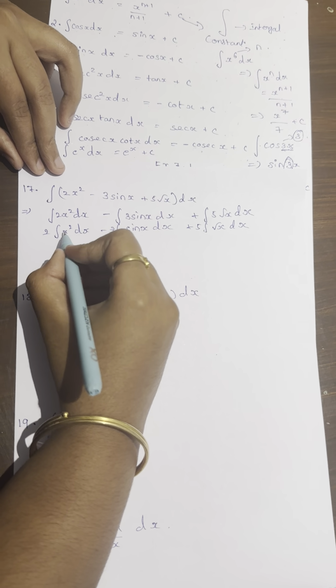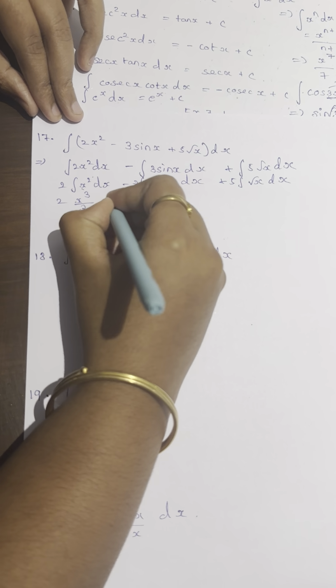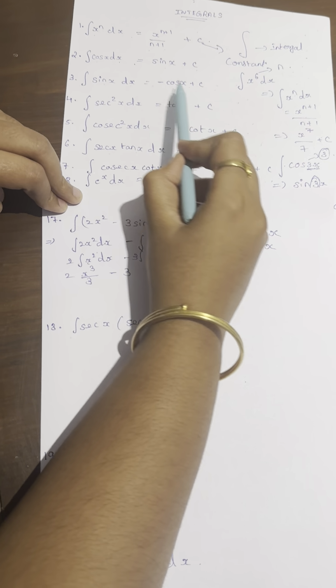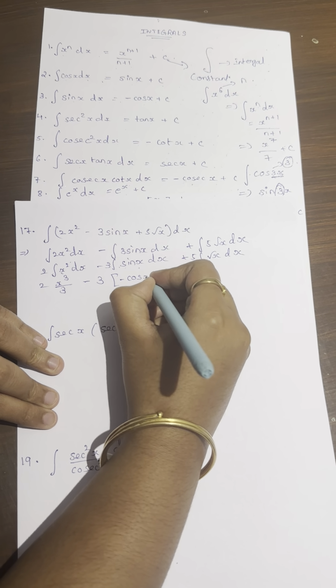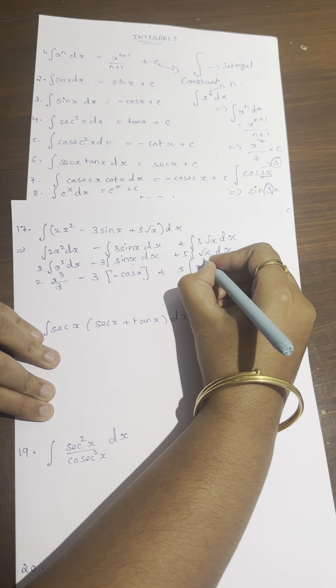So we'll go into the formula. This is in the form of x power n. So our answer is x power n plus 1 by n plus 1 minus 3 integral sin x. Integral sin x is minus cos x. So here comes minus cos x plus 5 integral root x, which is x power half dx.